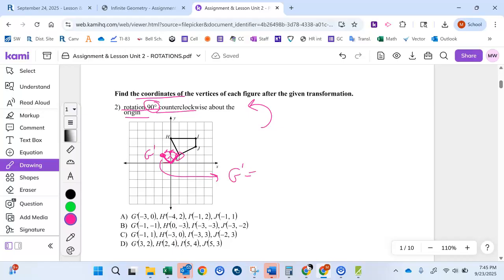Well, that's -1, 1. So let's look for G prime of -1, 1. That would be C, okay? Now, if we needed to do another point, probably H would be very easy, right?